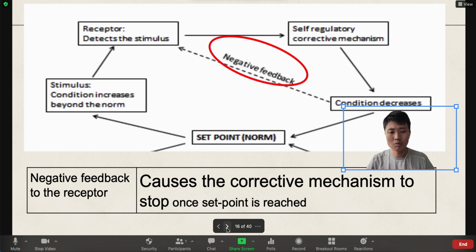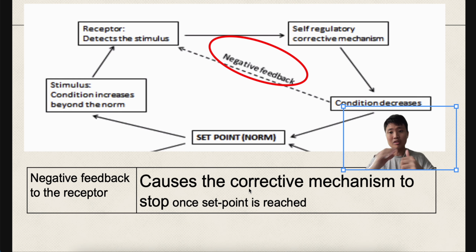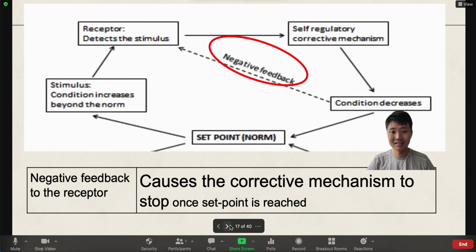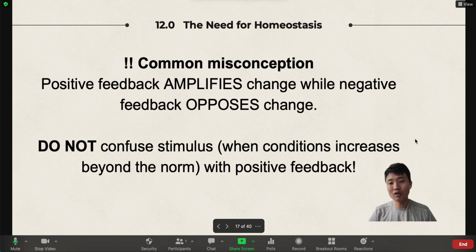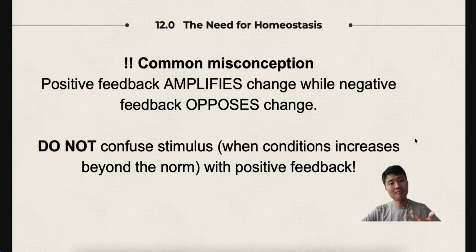Do we need to remember all these long definitions? No need. The main key point here is the keywords: norm, stimulus, receptor, the self-regulatory corrective mechanism, and negative feedback. So the 5 keywords you must know, and then we apply them to a context. Before we go on to the examples, if you need to pause or rewind, you go ahead. Once you know the keywords, you need to apply them to the 3 examples, which I'll be coming to in just a second. First, I'll talk about the common misconception.